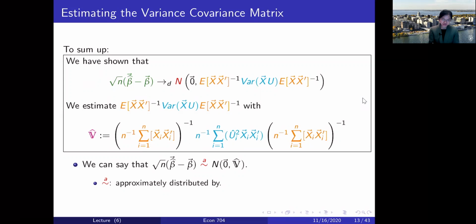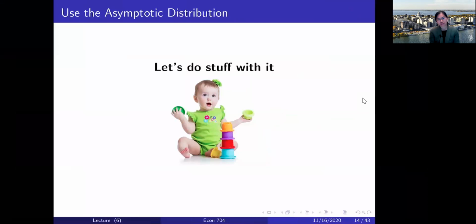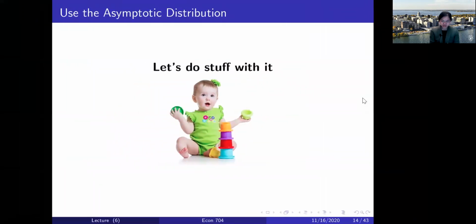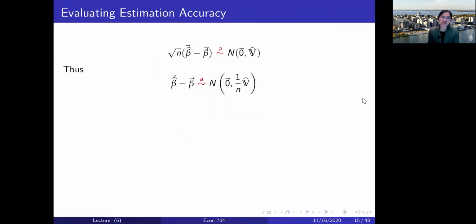Now that we have derived the approximate distribution for root n (beta hat minus beta), where this distribution is available from the data, is observable because v hat can be computed from the data. Now that we have this information, we can do stuff with it. What can we do with it? First of all, we can evaluate estimation accuracy.